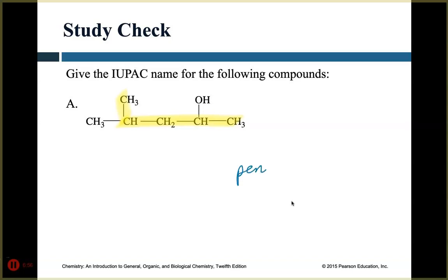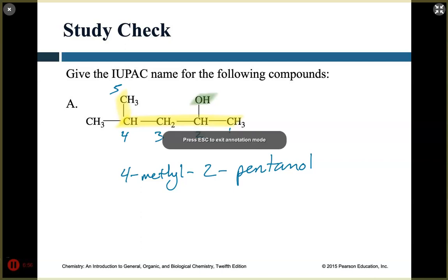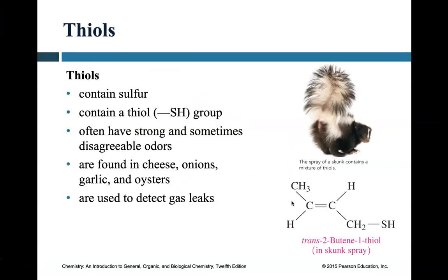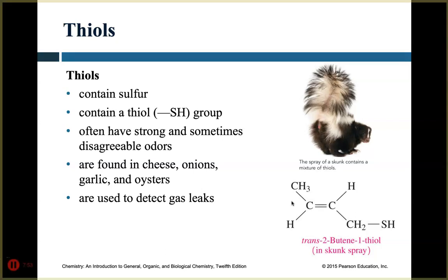So I know I'm going to be dealing with pentane. The alcohol is going to be my high priority substituent group, so it changes it to pentanol. That also gives me my priority in terms of numbering. So it's 2-pentanol. And then 3, 4, 5, and I have a 4-methyl group. So 4-methyl-2-pentanol. So that's going to end our naming for alcohols. We're going to circle back towards the end to talk about a little bit more properties. I just want to get naming out of the way first.